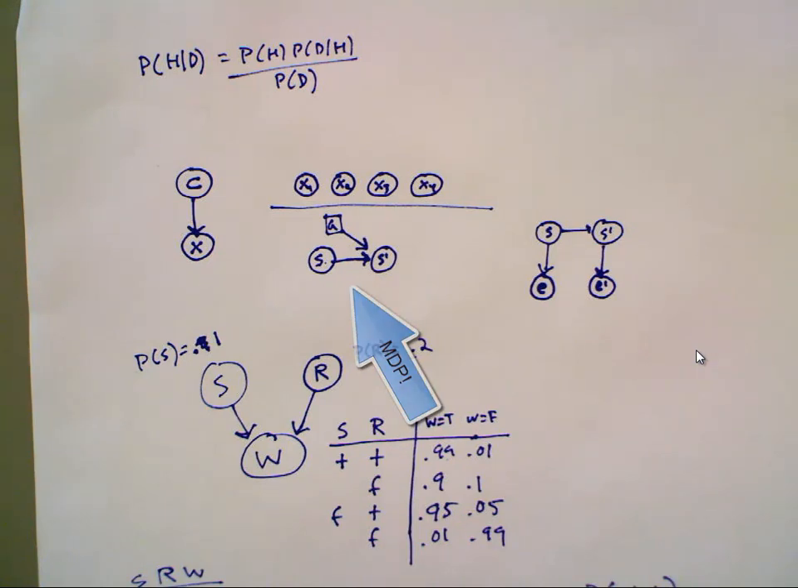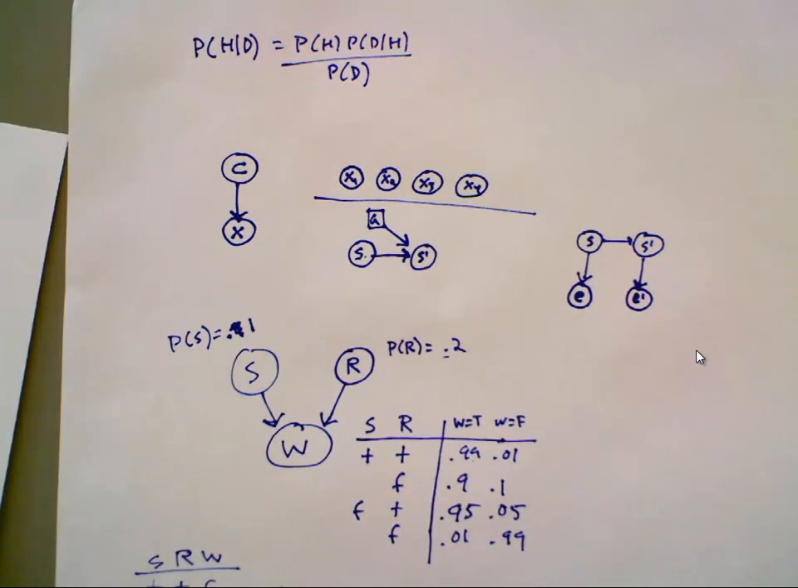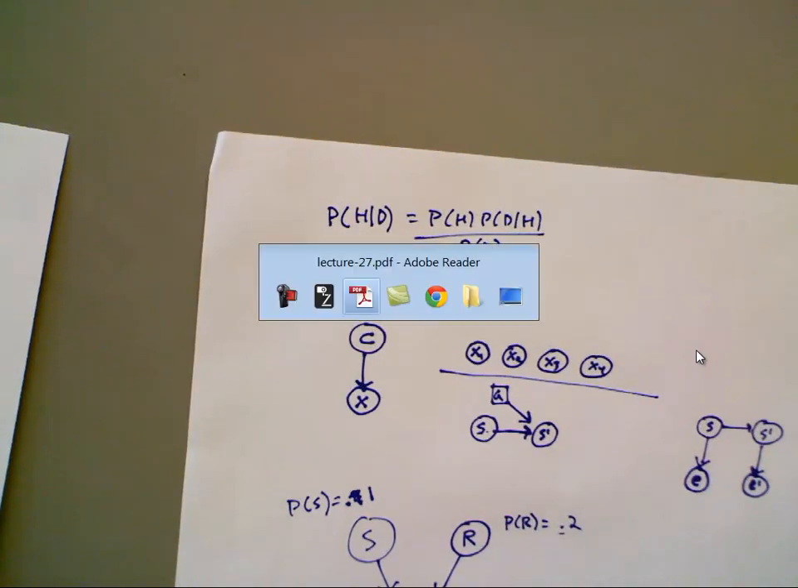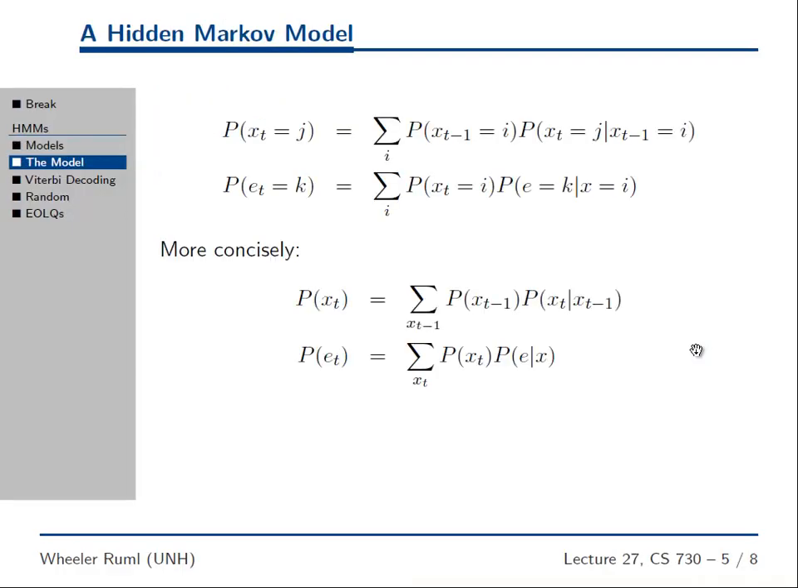Now, class, what is this? It's Markov. It looks hidden. It is a hidden Markov model, exactly. So, beautiful. Okay, hidden Markov model.